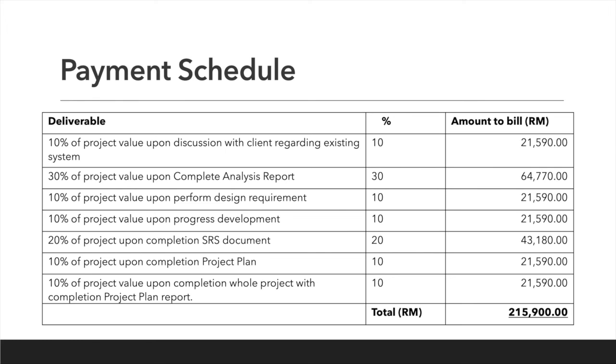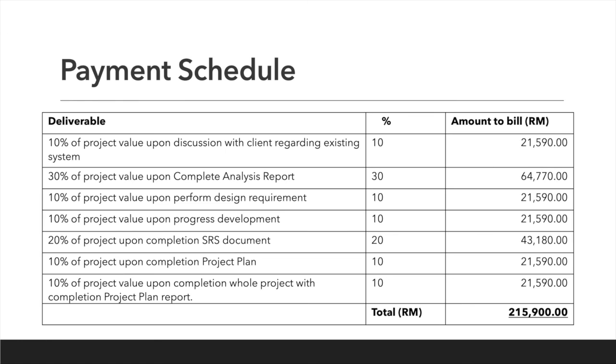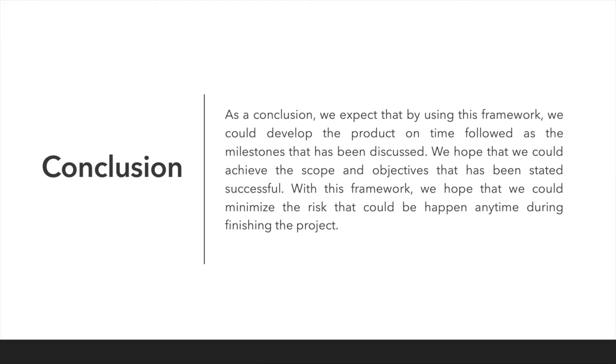Assume that the estimated total project cost is 215,900. Payments will be done according to the project progress. As you can see in this slide, the payment will be done according to the deliverable progress. The percentage of all the deliverables must add up to 100%, and the total amount to bill must be the same as the estimated total project cost.